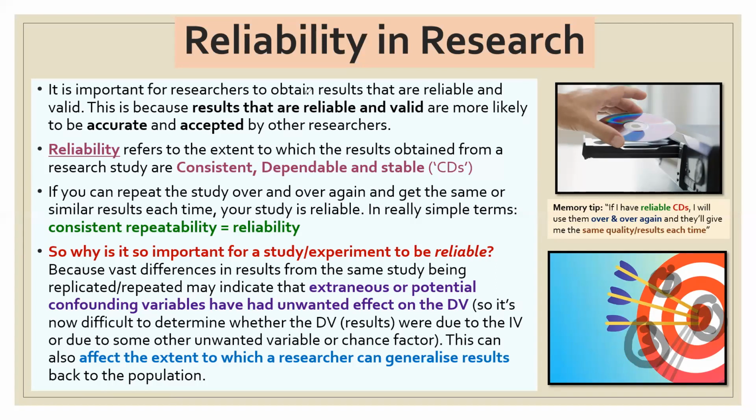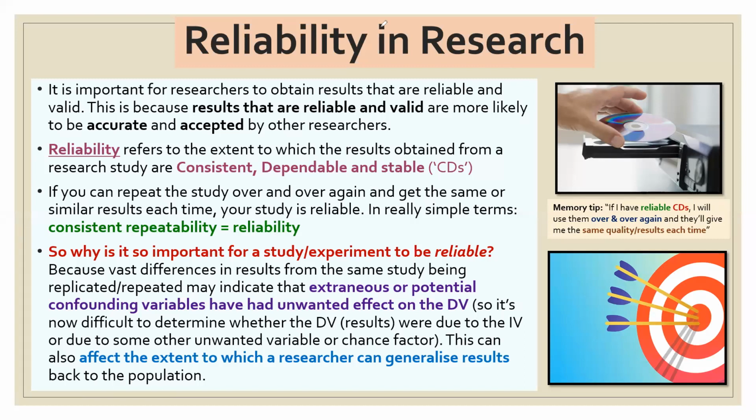The results are not vastly different. It's not like one arrow is in this part and one arrow is here and then one arrow is somewhere in the middle. No, they're all within the same target, okay? So that's basically what reliability of results is. Reliability equals CDs, consistency, dependability, and stability of results.